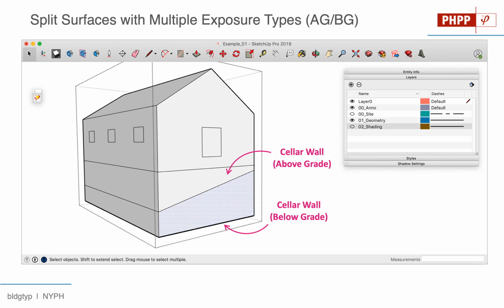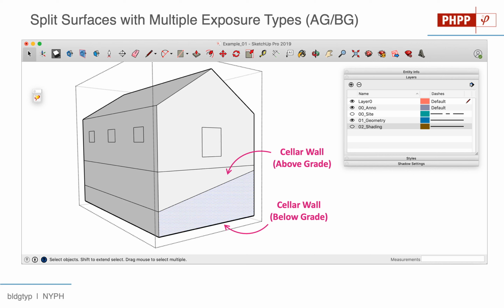For the case here, that's probably one wall surface. That's one foundation wall surface. But as far as the PHPP is concerned, it doesn't really care whether it's one surface or two surfaces. What it wants to know is how much surface area is exposed to above grade air and how much surface area is exposed to below grade soil.